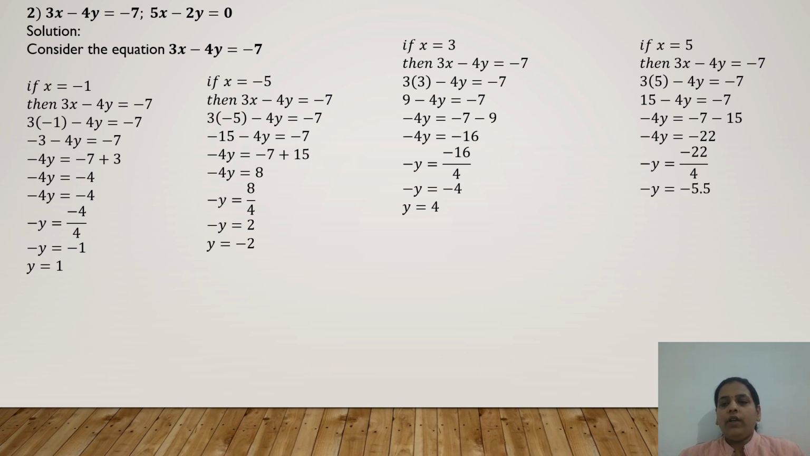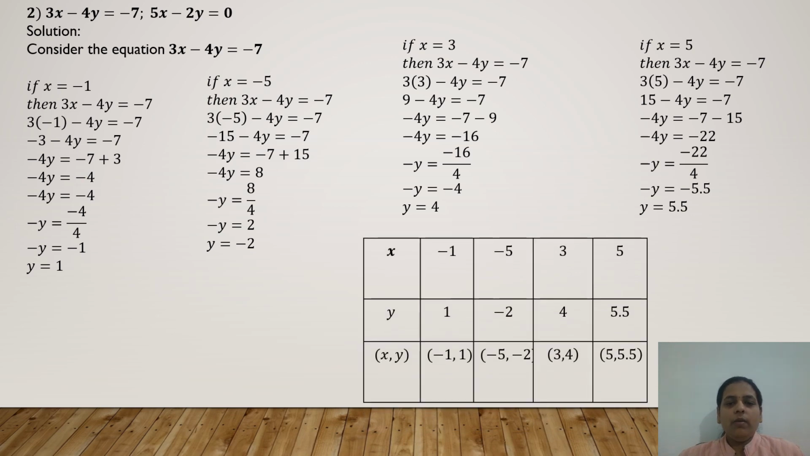When we divide 22 by 4, the result is 5.5, because 4 5s are 20, remainder is 2. When we put a point here, then 2 is converted into 20. Again 4 5s are 20. So the result is minus 5.5. Then minus y is equal to minus 5.5. Therefore y is equal to 5.5. So these are the four ordered pairs of the equation 3x minus 4y is equal to minus 7.